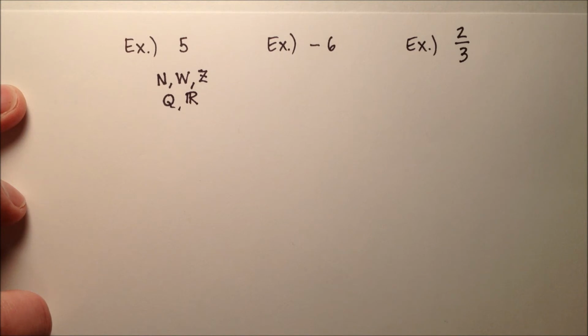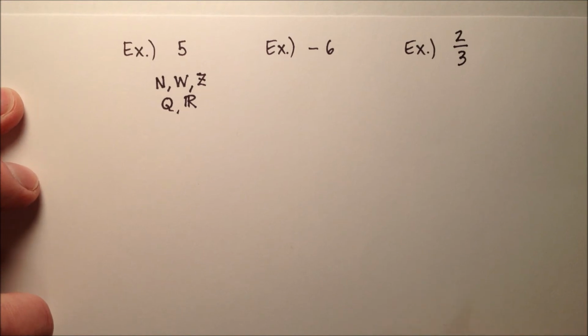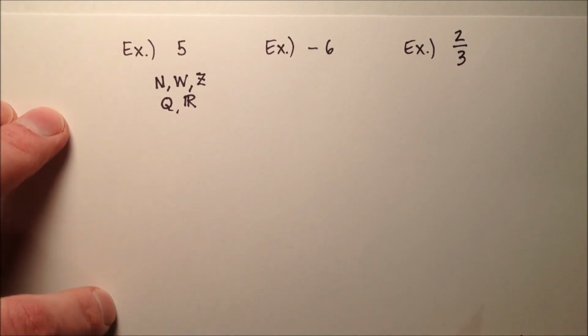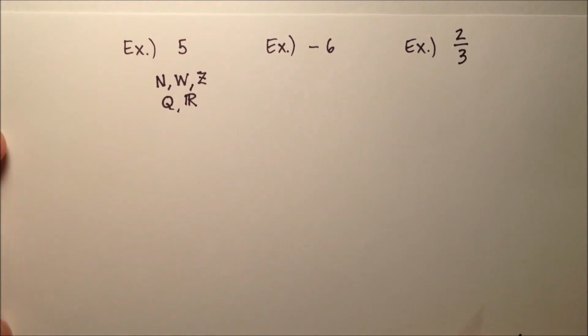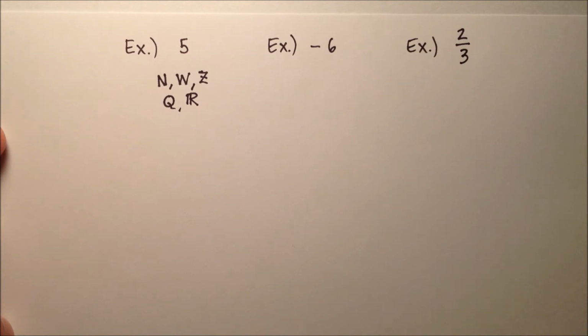So 5 is a member of these 5 sets: natural numbers, whole numbers, integers, rational numbers, and real numbers. The next example we can look at is negative 6. Well, negative 6 is not going to be a natural number because it's negative, and natural numbers only include positive numbers. It also will not be a whole number because whole numbers start at 0 and continue upwards.